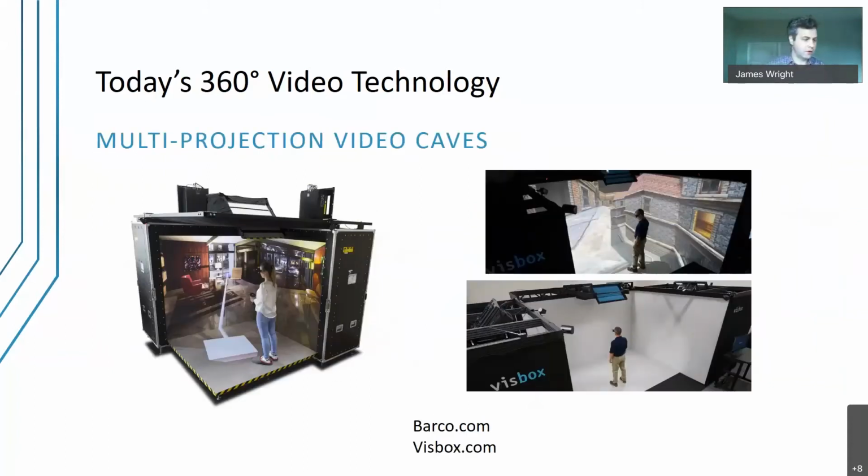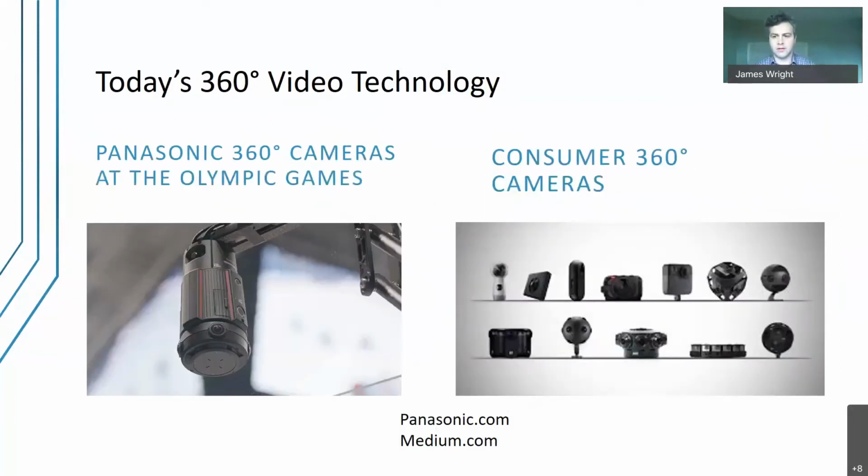As well, some innovators continue to explore the multi-projection video caves, like this offered by Barco or VisBox, primarily designed for computer-generated virtual reality, but also can be adapted for 360 video. The cost of cameras to produce a 360 video has significantly gone down. Now there are many options for under $1,000, ranging from spheres made of 2 fisheye or 180-degree cameras to a sphere of 9 small cameras.